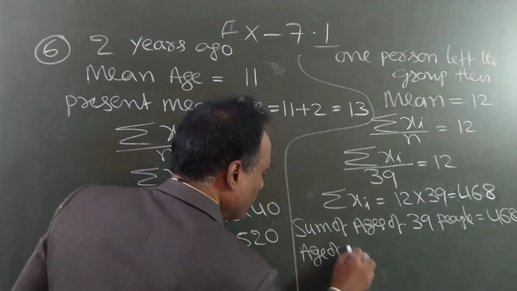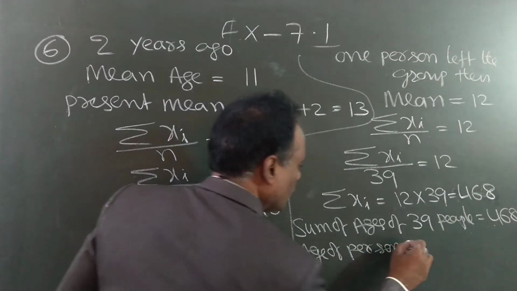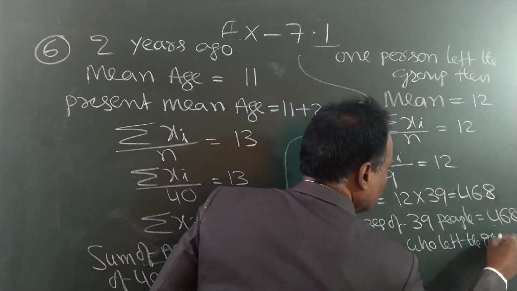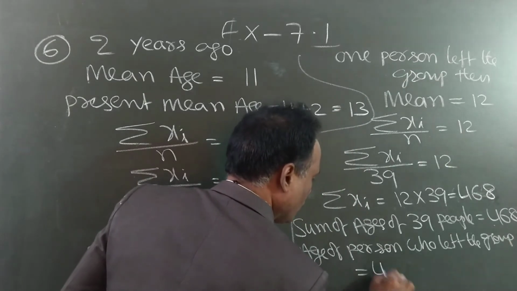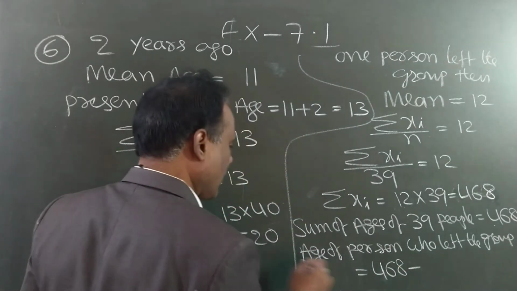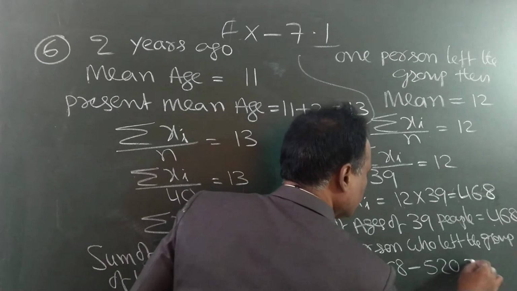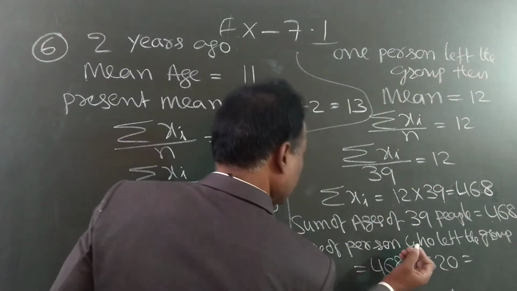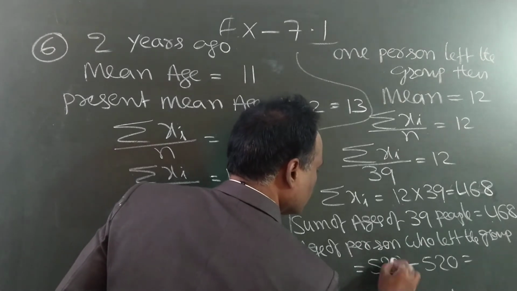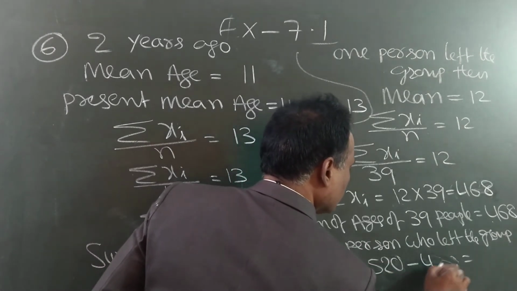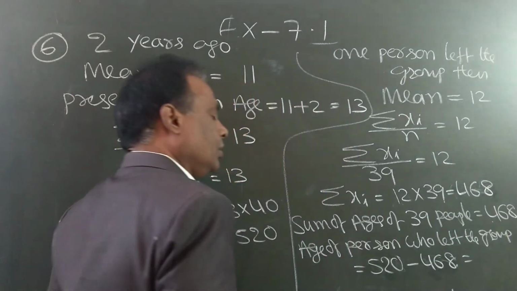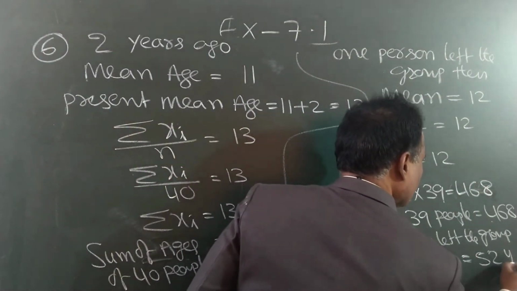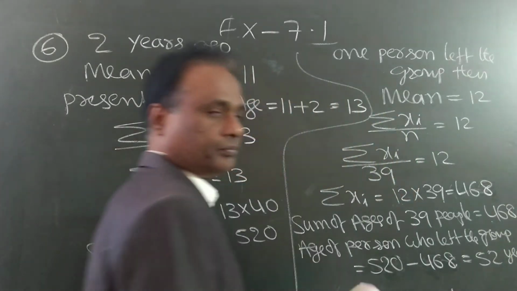Age of person who left the group, 468 minus 520. No, 520 minus 468. Reverse. So it is 52. Right now.